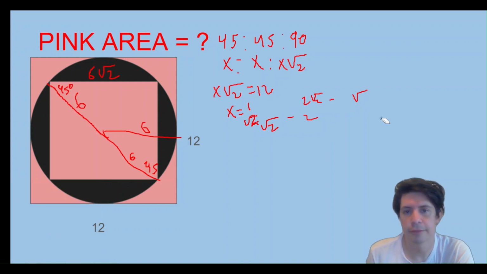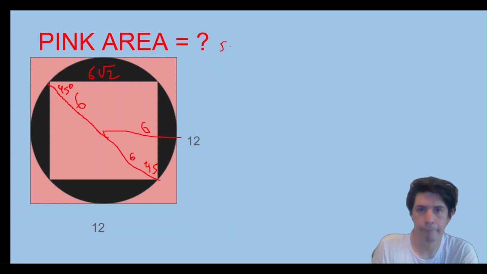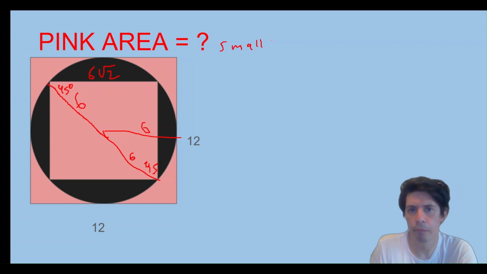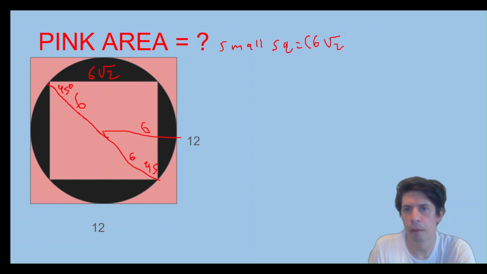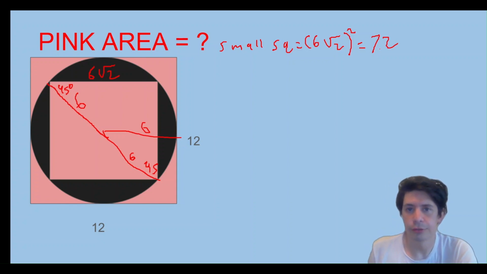Now we're going to work on the rest of this. I'm just going to erase the stuff we did here. So the area of the pink square, I'll call it the small square, equals 6 root 2 squared. 6 squared is 36, root 2 squared is 2, so this equals 2 times 36, which is 72, which is great.